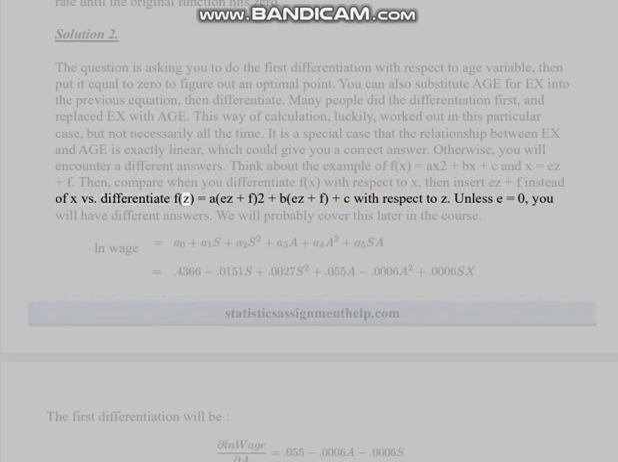differentiate f(z) = a(ez + f)^2 + b(ez + f) + c with respect to z. Unless e equals 0, you will have different answers. We will probably cover this later in the course.